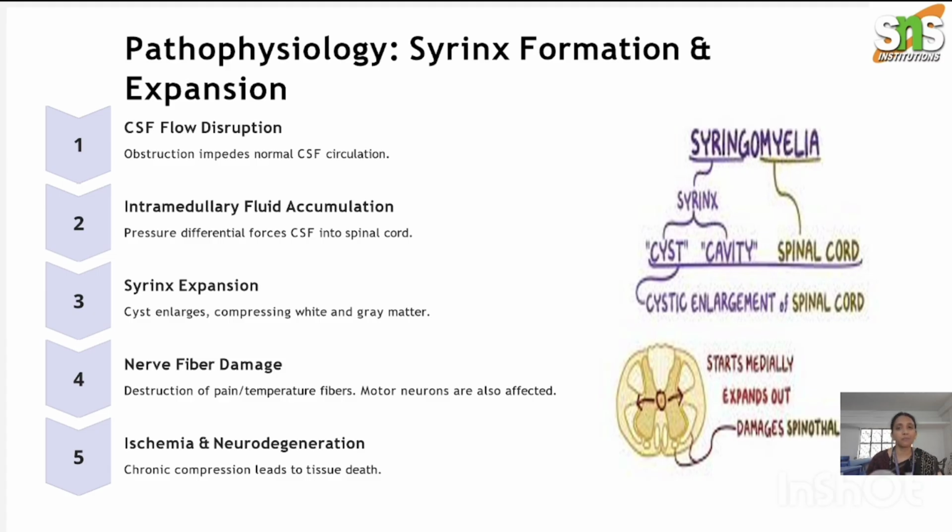The syrinx will expand over time and the cyst enlarges. That will lead to compression of the white and grey matter of the spinal cord. Once the compression occurs, it will destroy the nerve fibers related to it. That nerve fiber damage will cause loss of pain and temperature sensation. Motor neurons can also be affected. Finally, it leads to ischemia and neurodegeneration. Chronic compression of the spinal cord leads to tissue death at that area. So ischemia happens and finally neurodegeneration happens. So this is the step-by-step pathophysiology of syringomyelia.